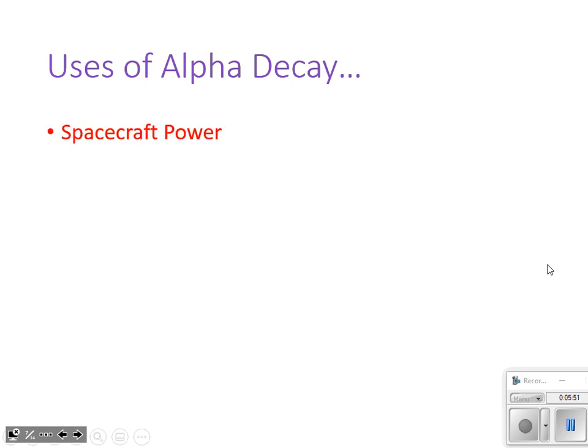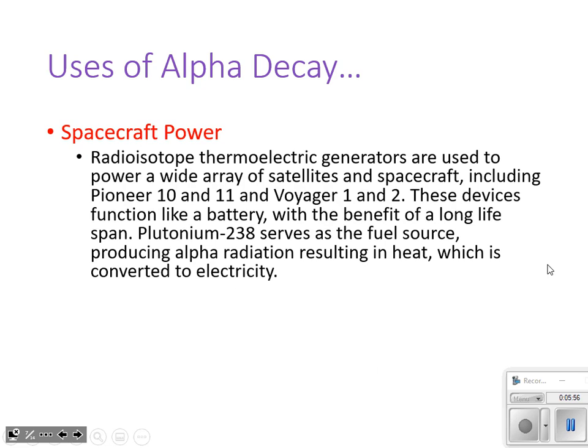Okay? Something else, spacecraft power. Now, I don't know how much this is used today, but they're talking about Pioneer 10 and 11, Voyager 1 and 2. They're using devices like this as batteries with the benefit of a long lifespan. So in this particular case, plutonium-238 serves as the fuel source, producing the alpha radiation, resulting in heat, which is converted into electricity.